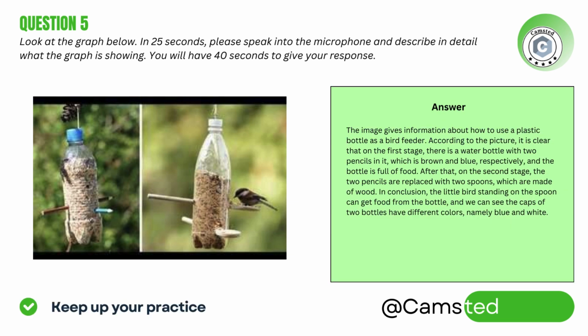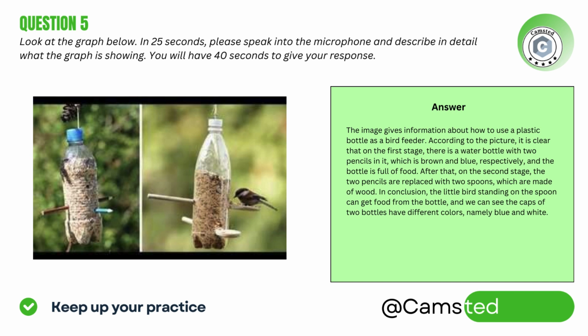The image gives information about how to use a plastic bottle as a bird feeder. According to the picture, it is clear that on the first stage, there is a water bottle with two pencils in it, which are brown and blue, respectively, and the bottle is full of food.